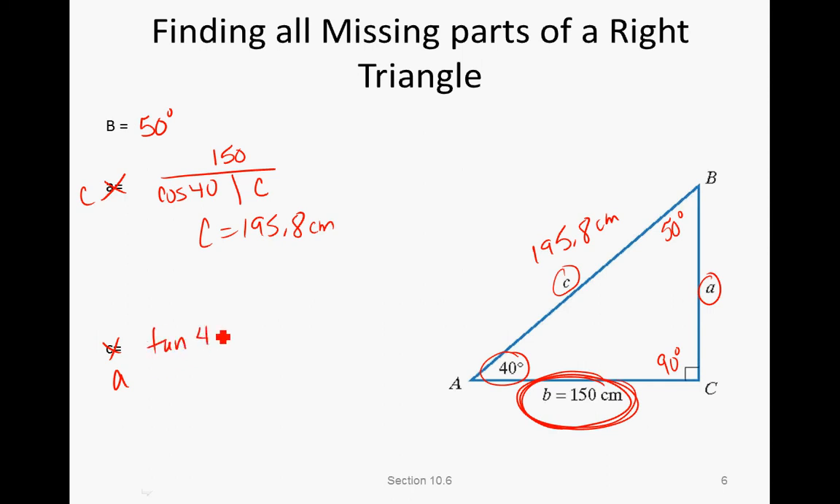So the tangent of a 40-degree angle is equal to the opposite, which is side A, divided by the adjacent side, which is 150. So all I need to do now is take 150 times the tangent of 40, and that gives me 125.86 centimeters. So we can plug that in, and everything has been solved for side A, B, and C, and angle A, B, and C.